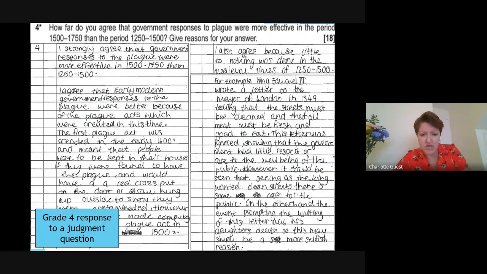This is a grade four response to a judgment question. So it's just something to bear in mind when considering history as an option that there are parts of each paper that will require an extended answer.